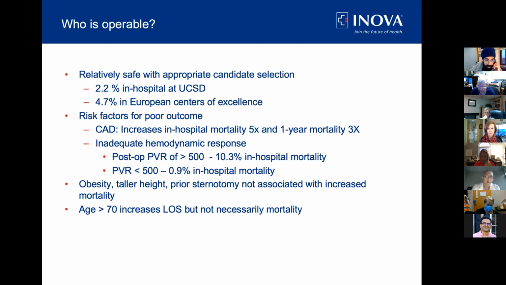Selection is important. The standard benchmark is a 1 year mortality of less than 5% is considered to be good. But clearly it's possible to achieve much lower mortalities.